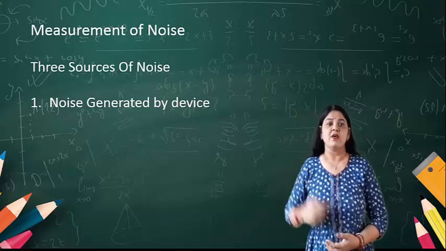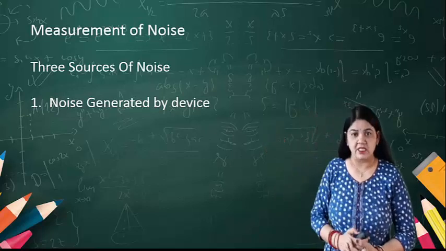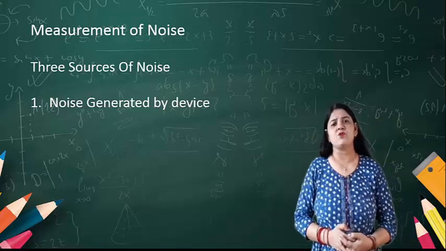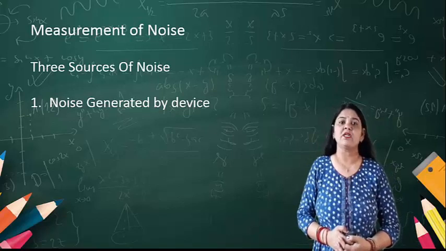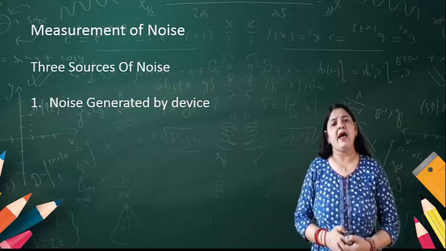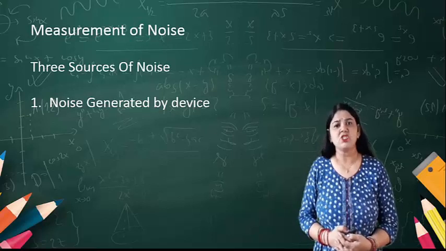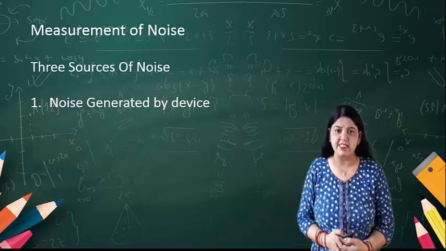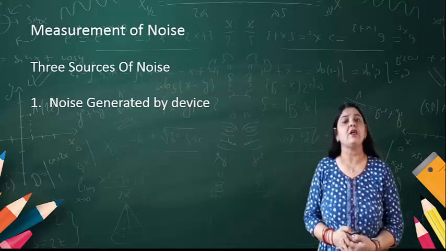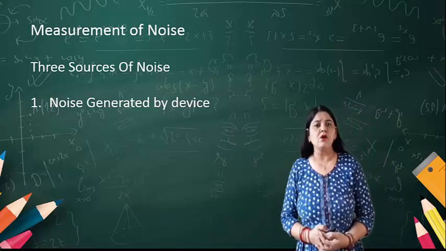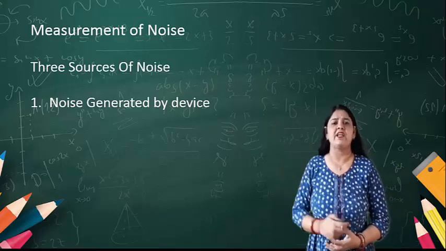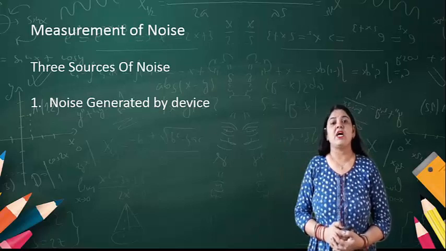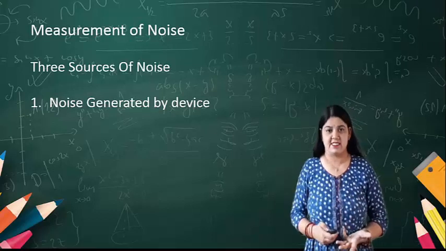The first is noise generated by the device. This noise is generated due to the random and thermal fluctuations of electrons inside the device, which is referred to as thermal noise. So this is noise generated by the device itself.